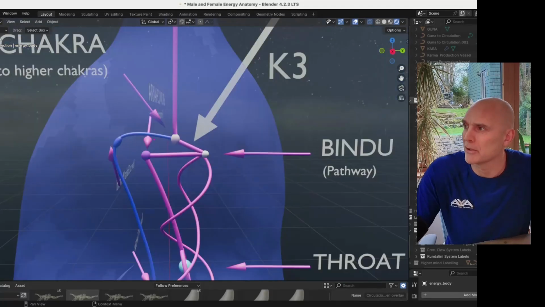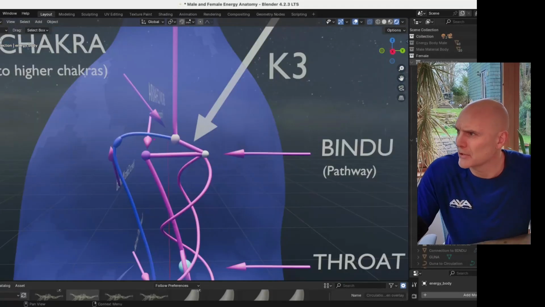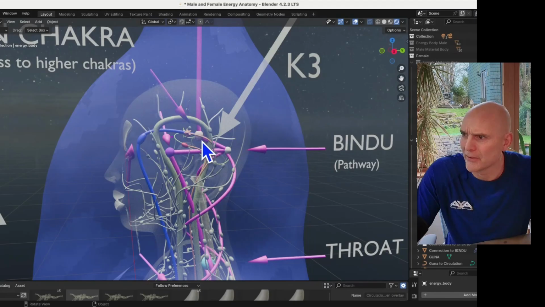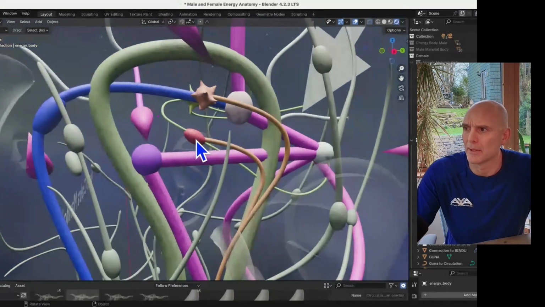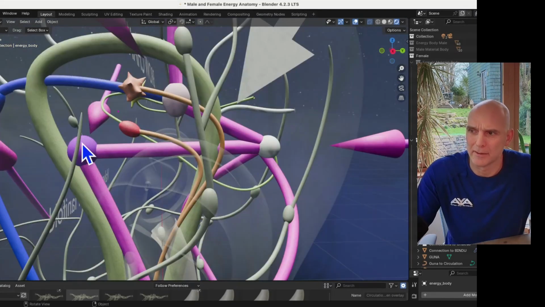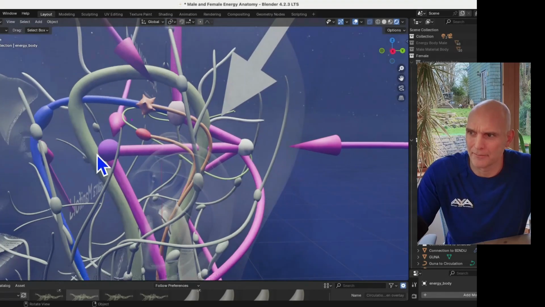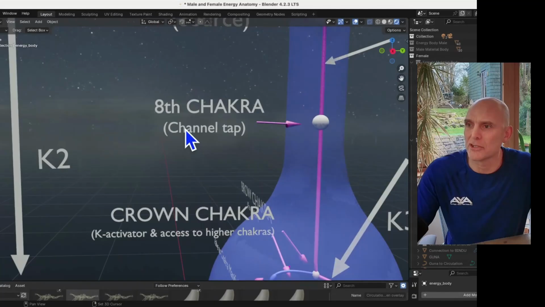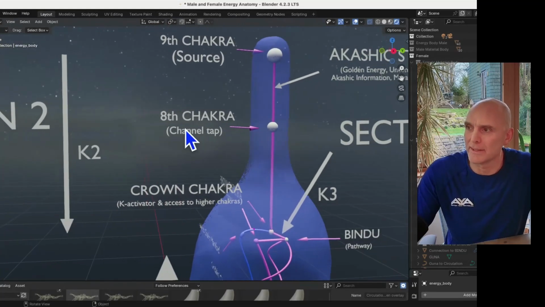Let me just put the material body back on again in case you lost your bearings a little bit. Let me take that off and put the lower mind on. Easier to see. There we go. Crown chakra's there. Brow chakra is there. Bindu is at the back of the head there. Better. So section 2. Section 2 is called Universal Light Descent.